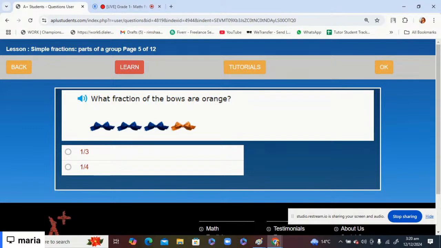So what fraction of the bows are orange? Count the total bows and count how many are orange in it, and then tell me the answer in the chat. Just tell me the answer. It's 1 by 3 or 1 by 4. So the total number of bows is 4, and the orange in it is 1. So 1 by 4. It's option B.